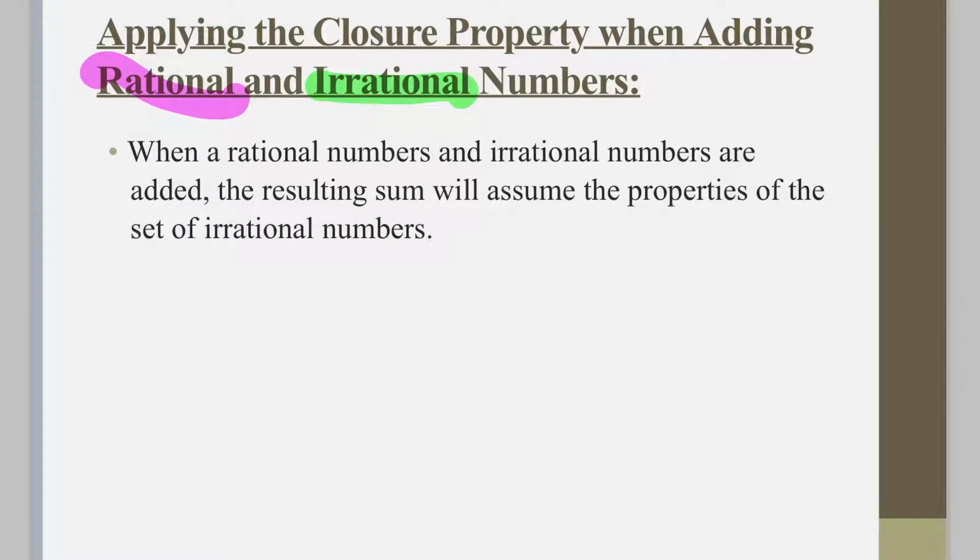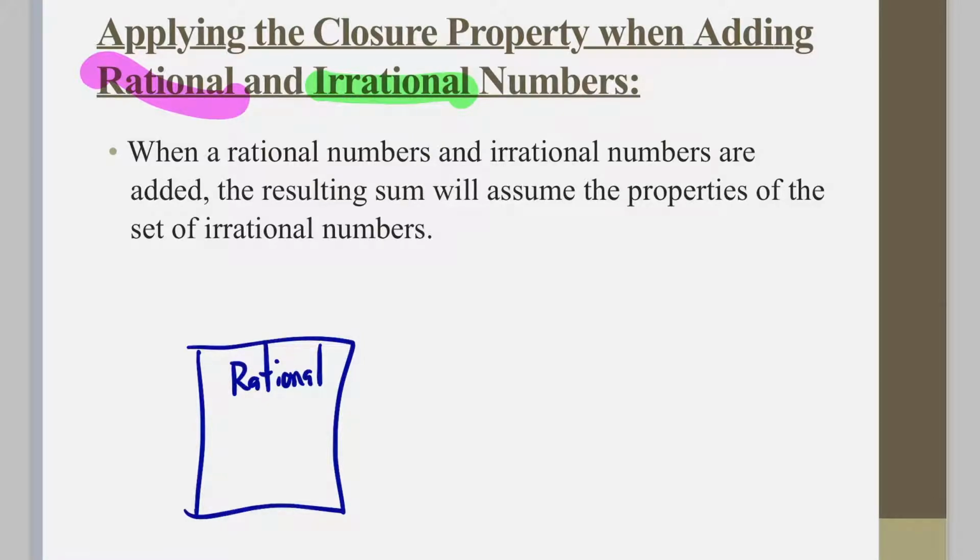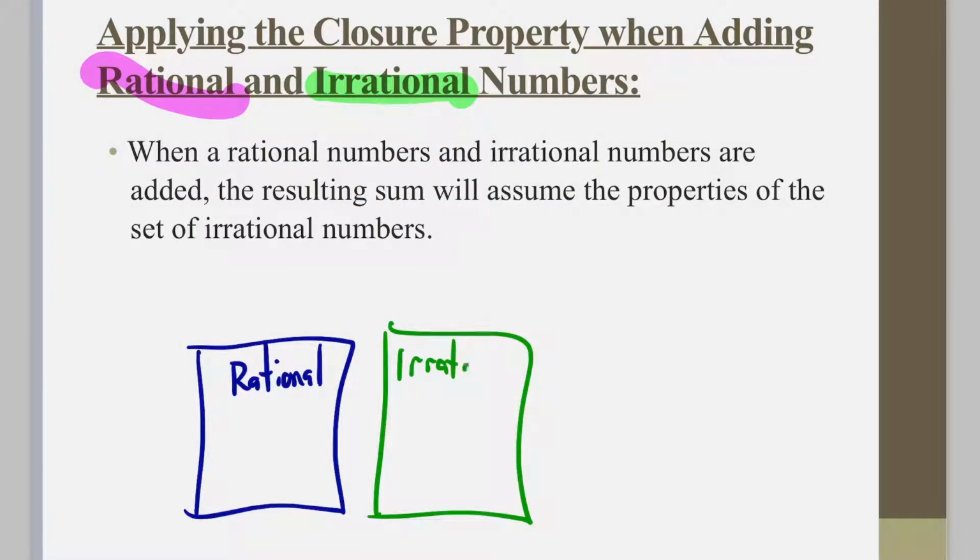Now notice that the closure property says that you're going to get a number that is also contained in the set. Now this becomes a little bit more confusing in the sense you say, okay, well, rational numbers and irrational numbers are not in the same set. So how can we add them? How can we use that property?